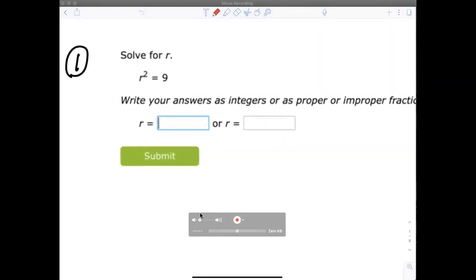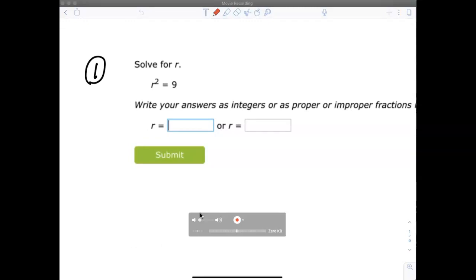So first of all, number 1, solving for r. Now, most people think that the only possible answer is 3 because 3 squared is 9. But there's another number that when you square it, it's 9, and that is negative 3. So how do you remember to put the plus or minus? Well, the power tells you the number of solutions. So when we say r squared equals 9, because it is r squared, there's automatically 2 solutions.